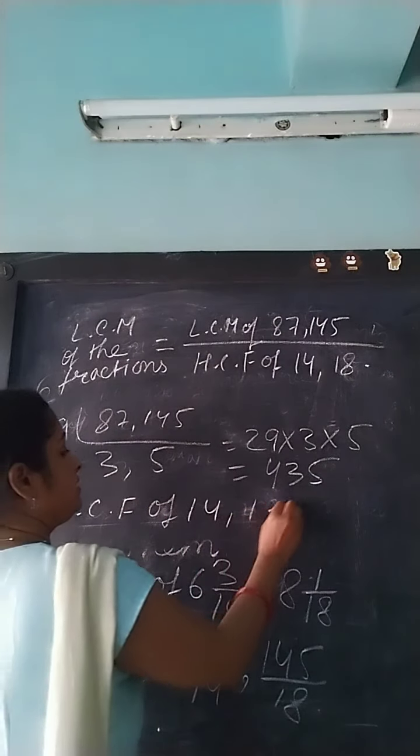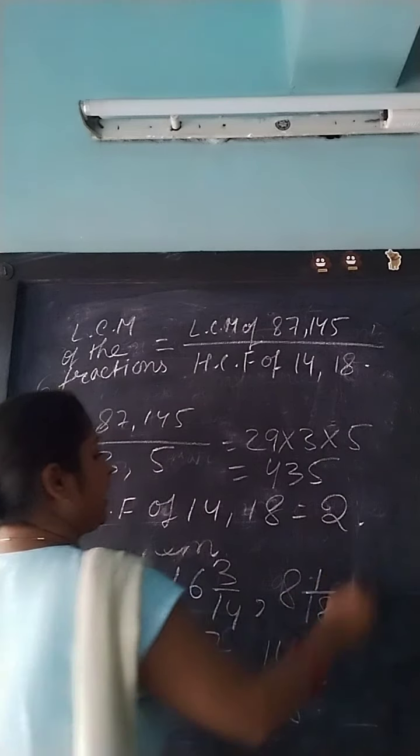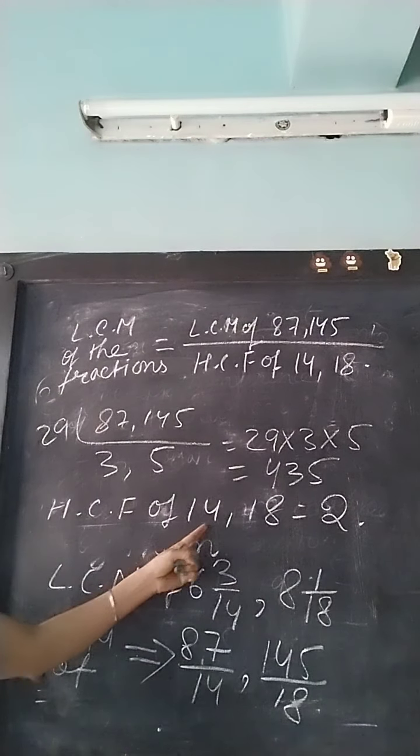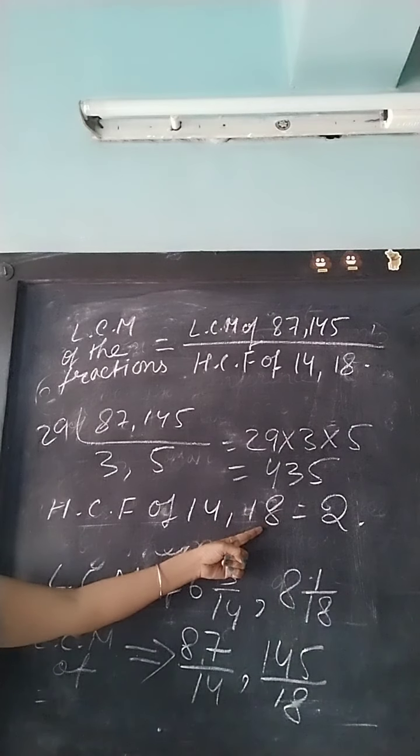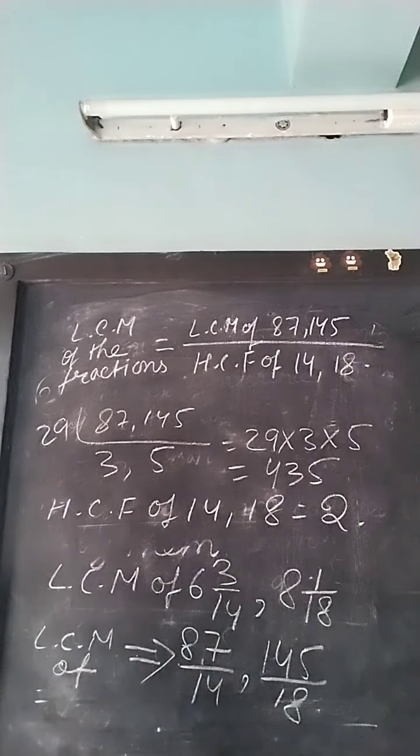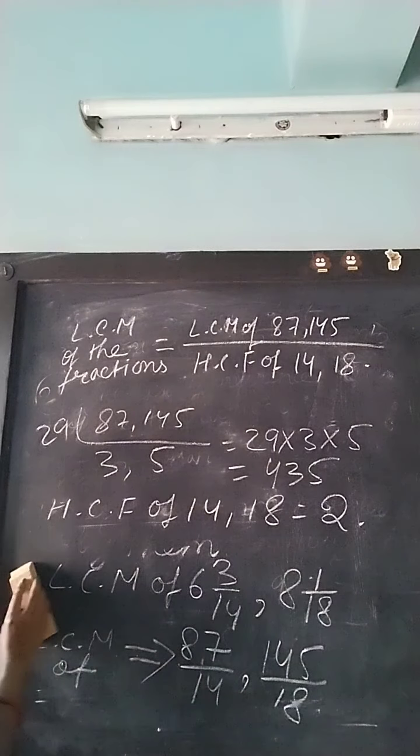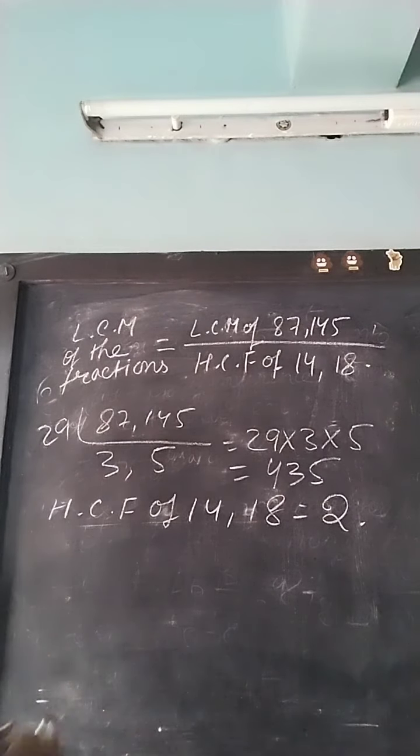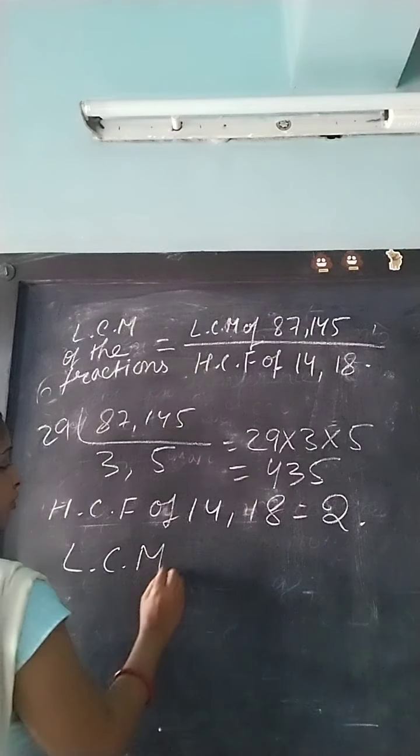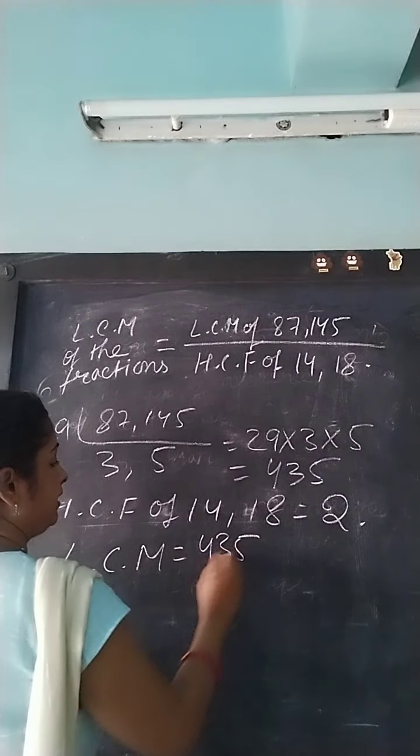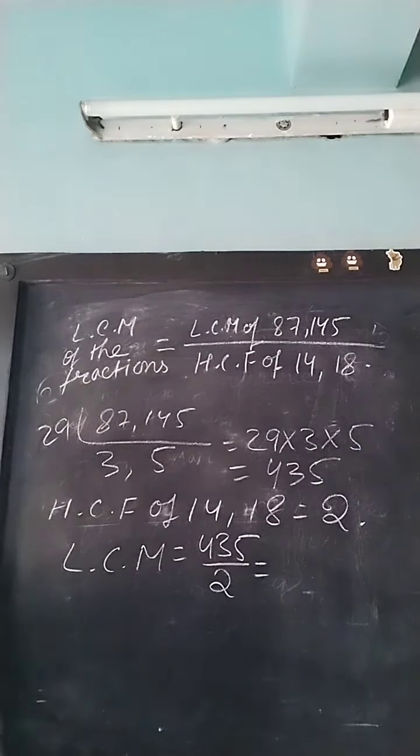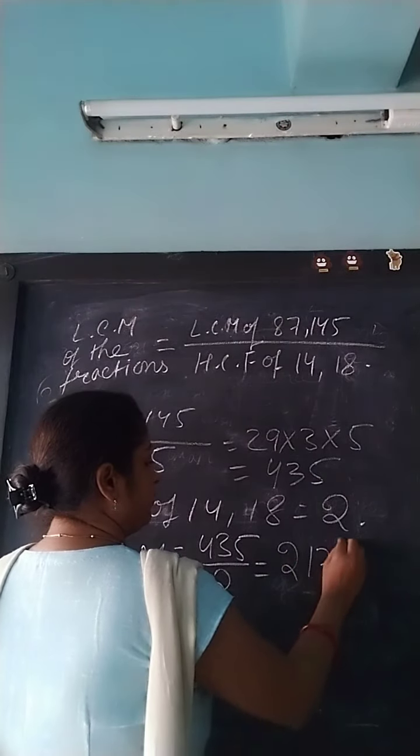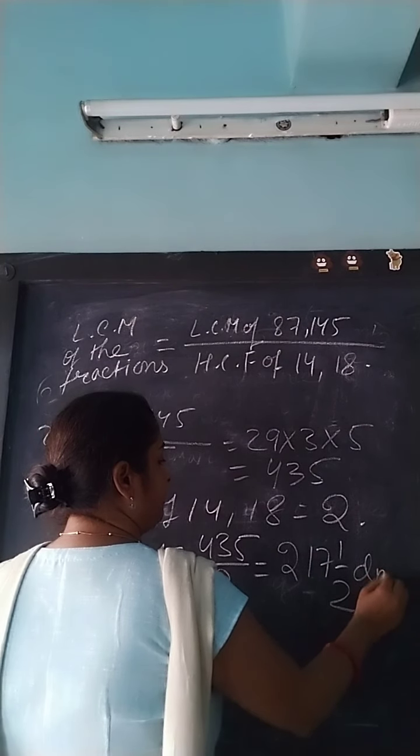And HCF of 14 and 18 is 2, because 2 is the only highest common factor between 14 and 18. 2 sevens are 14 and 2 nines are 18. So 2 is the common factor. So the LCM of the fraction is equal to 435 by 2. You can change this into a mixed fraction and that will be 217 and a half dm.